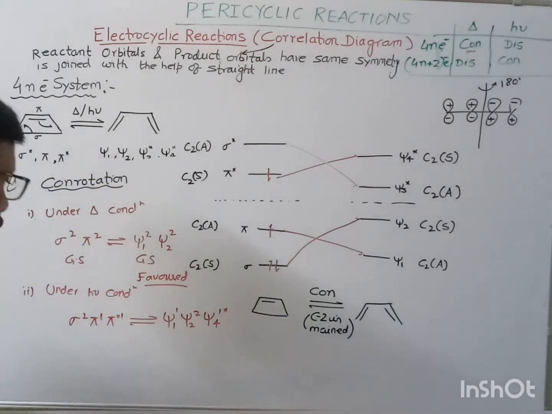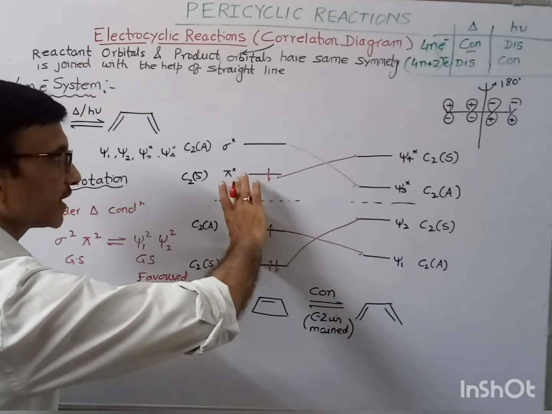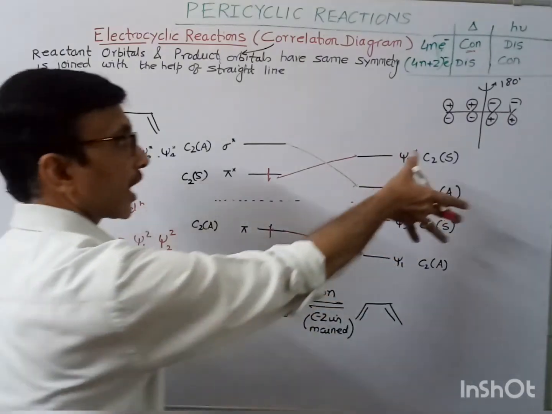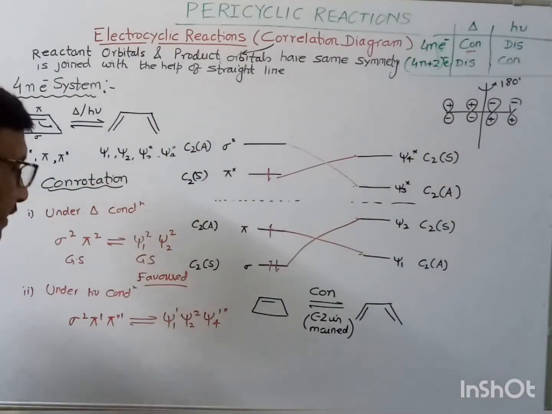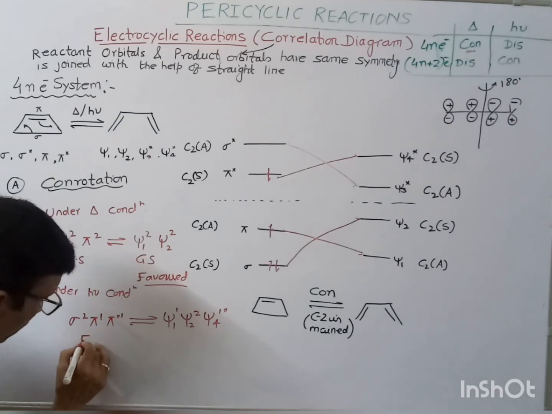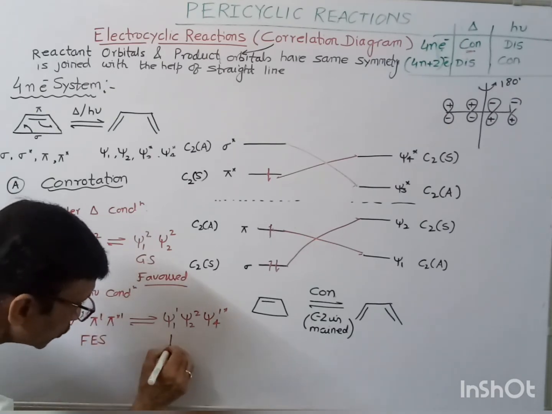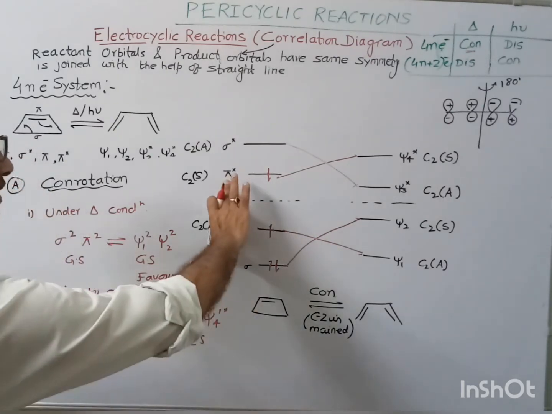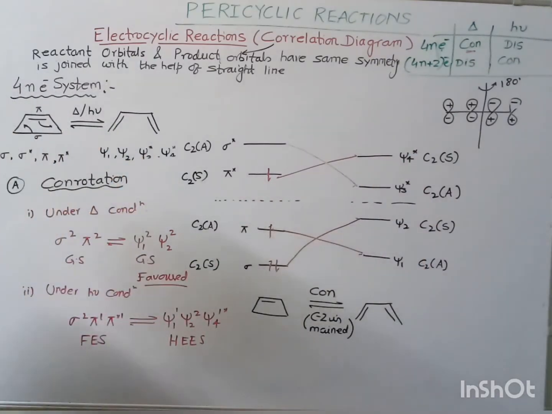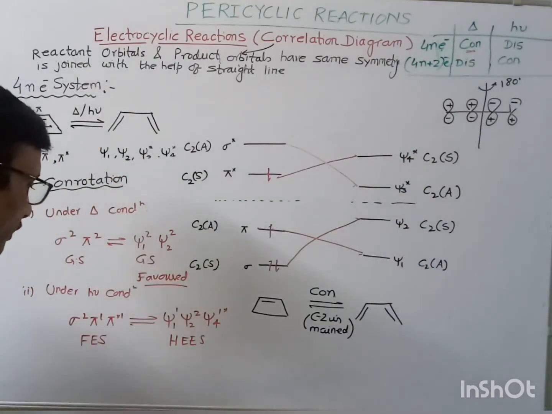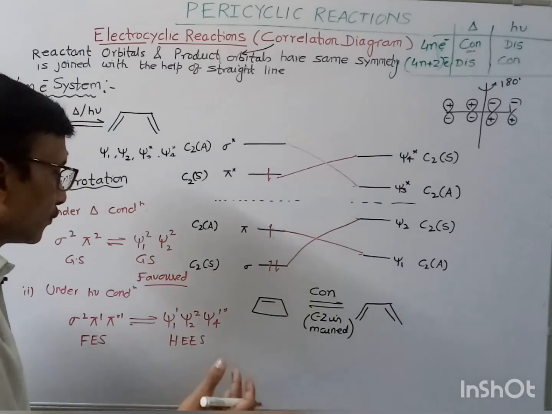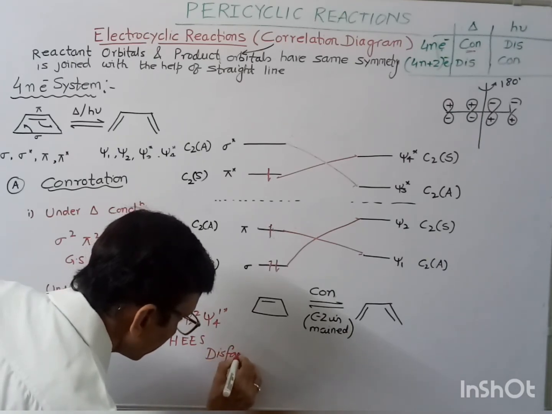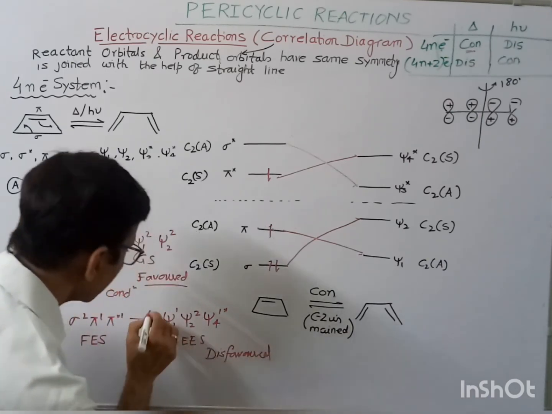Like this. So if you see, this is the first excited state, but when the electron goes into psi 4 star, then this is a higher energy excited state, or the second excited state. So electrons are going from the first excited state to the higher energy excited state, which is not feasible. An electron can only go into the same energy states. So that's why this is disfavored. This is not possible.